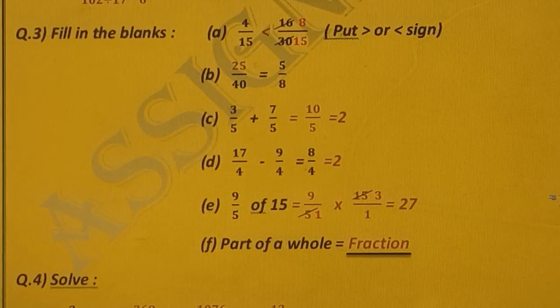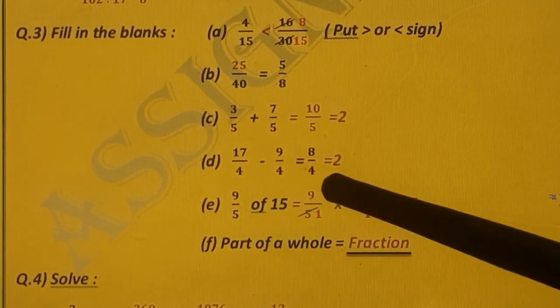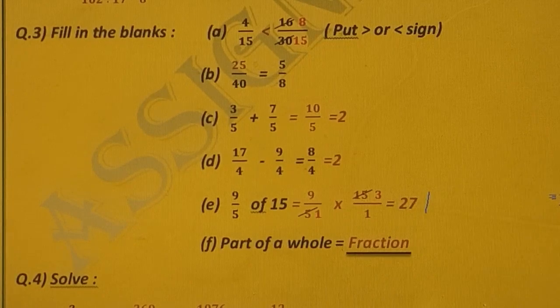Next is 9 upon 5 of 15. Of means multiply. So 9 upon 5 multiplied by 15. 5 1s are 5, 5 3s are 15. So 9 3s are 27. 1 1s are 1. So 27 upon 1, 27 will be here.